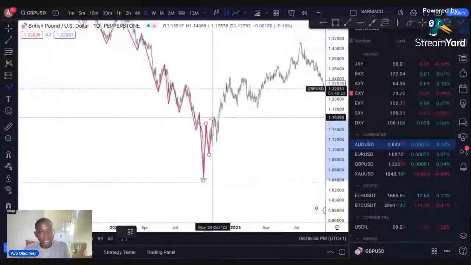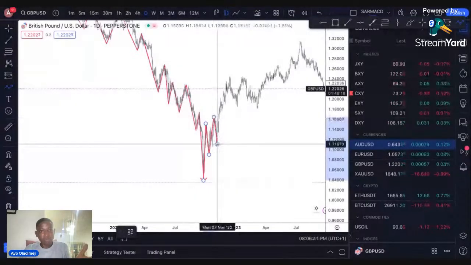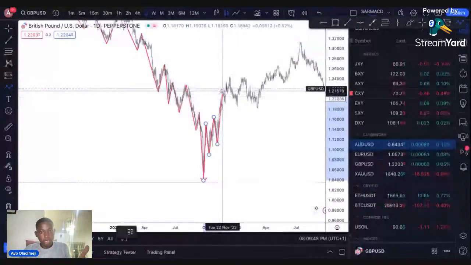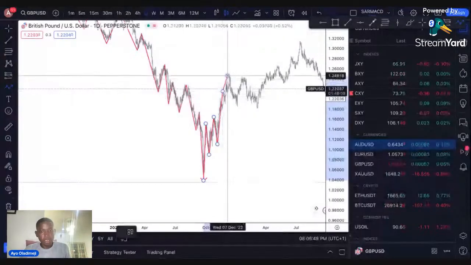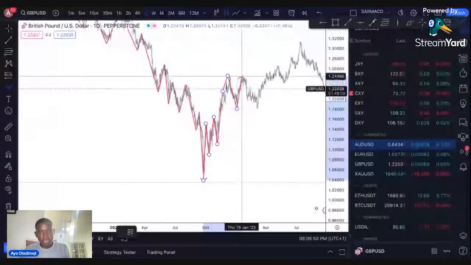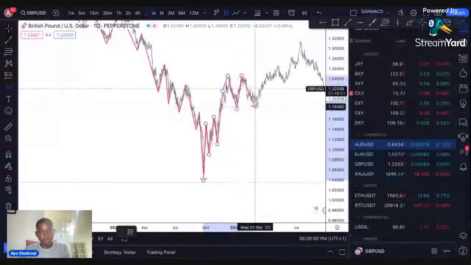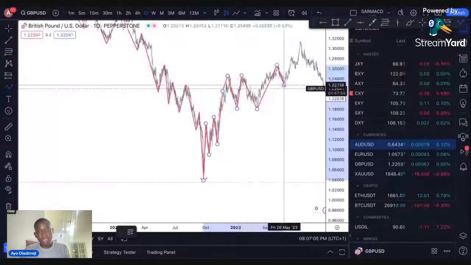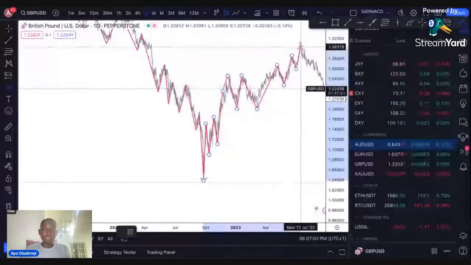Then we now have a high, we have a higher low. The next thing we had was a higher high, and then a lower high, a higher high, a lower high. We have equal high, equal low, and then it eventually broke and gave us higher high, higher low, higher high, higher low, higher high. Okay, so let's stop there.